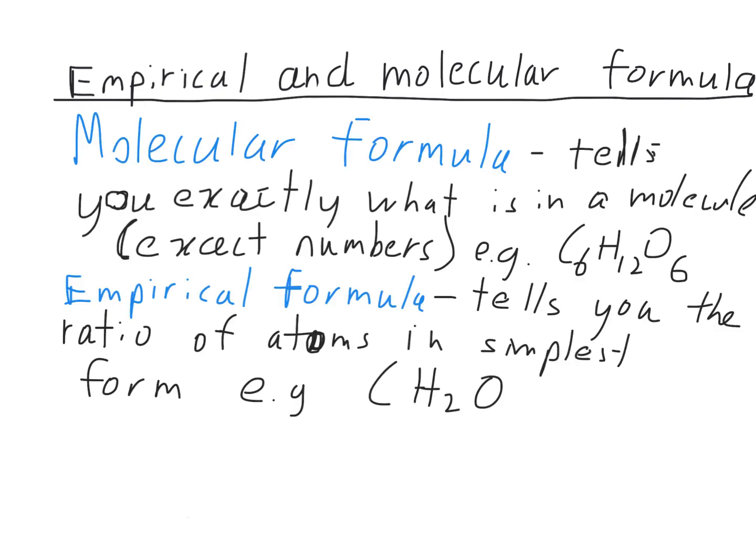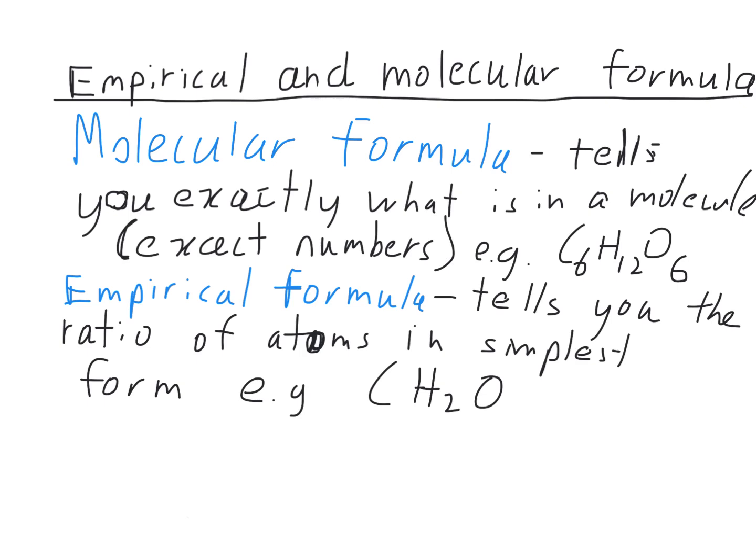The difference between the two is what it actually communicates to you. A molecular formula tells you exactly what is in a molecule, exactly what elements and how many of each. So an example of this is C6H12O6. It tells you that this molecule, whatever it is, has 6 carbons, 12 hydrogens, and 6 oxygens.